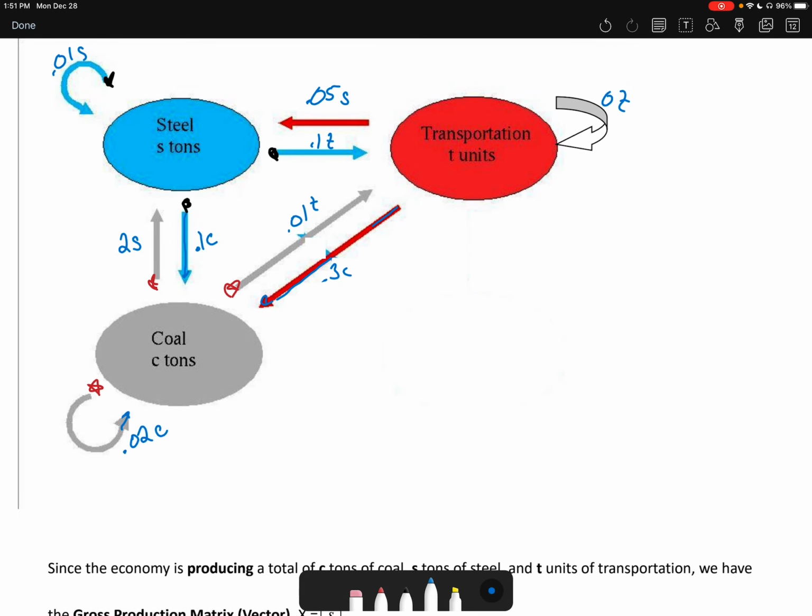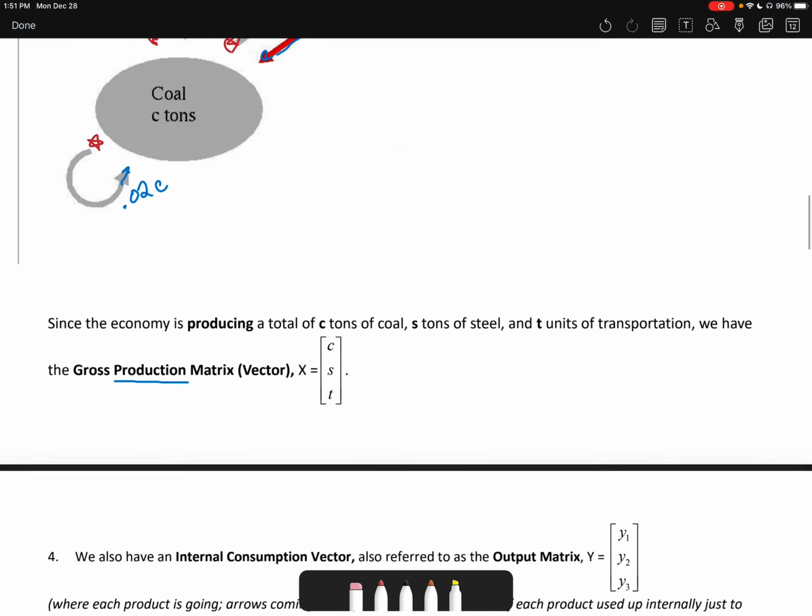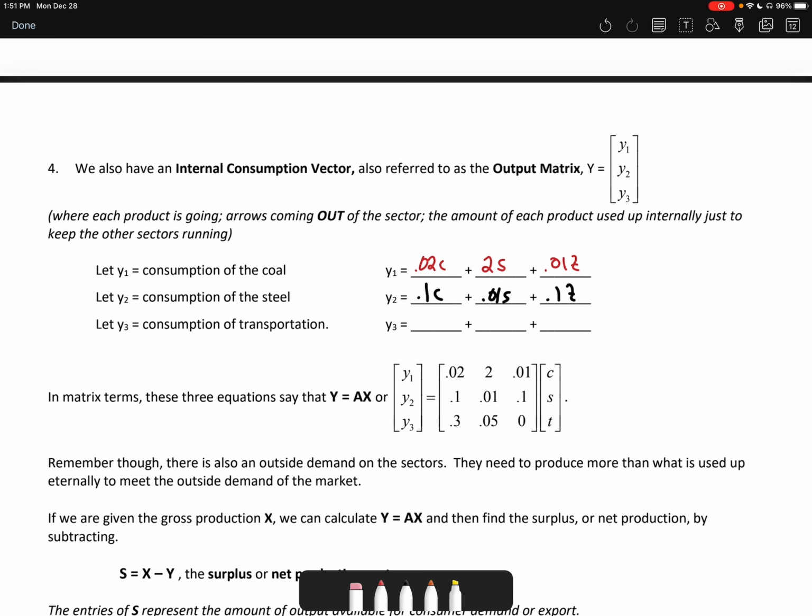Then finally, what is coming out of transportation is 0.3 C, 0.05 S, and 0 T. So what's coming out there? 0.3 C, 0.05 S, and 0 T. So there's that output matrix.